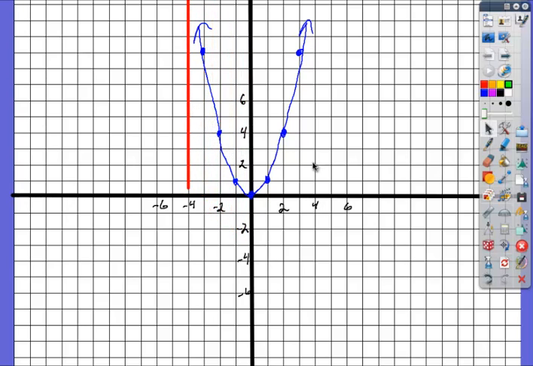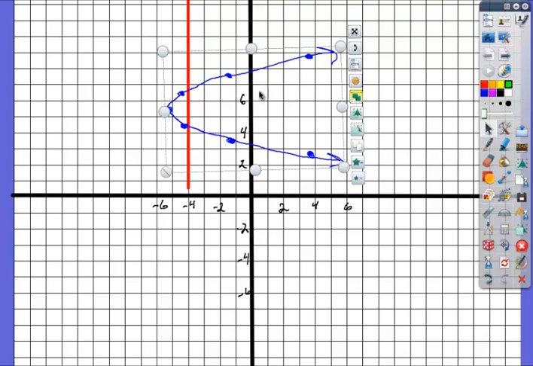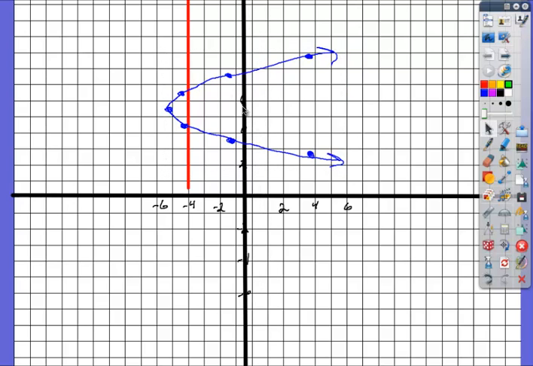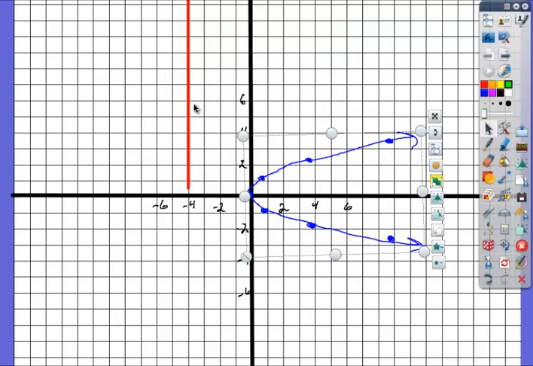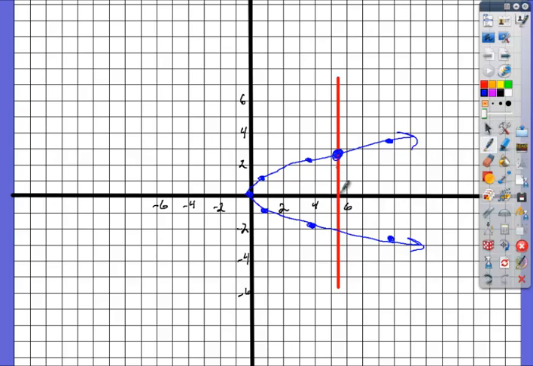Okay? Now if I take this and rotate it in any direction really on its side, there we go. If I rotate it on its side and I take my red line again, how many times is my red line touching? Twice. And so because I have the 2 points touching my vertical line, this creates a non-function.